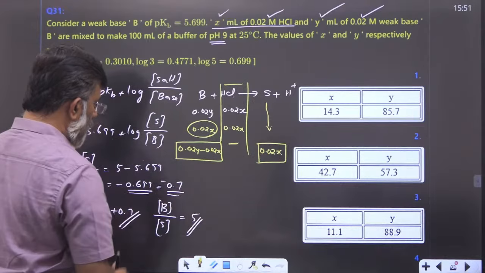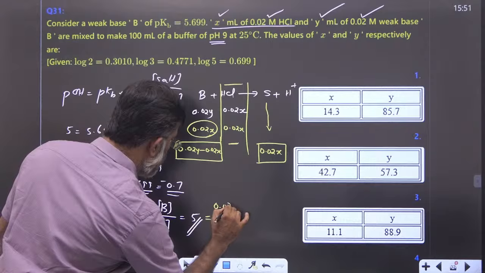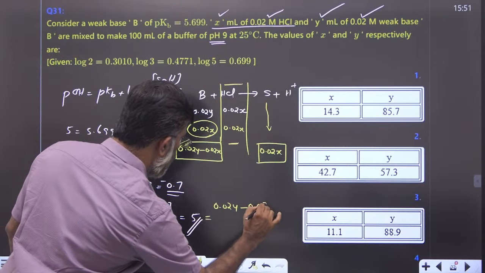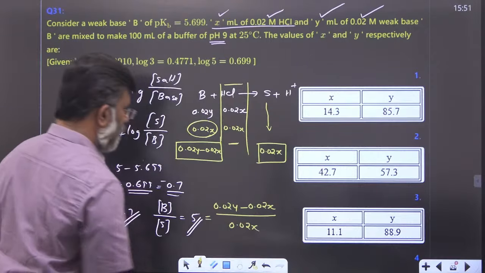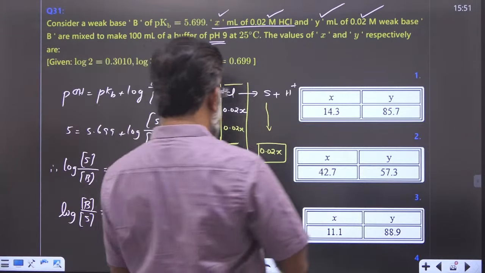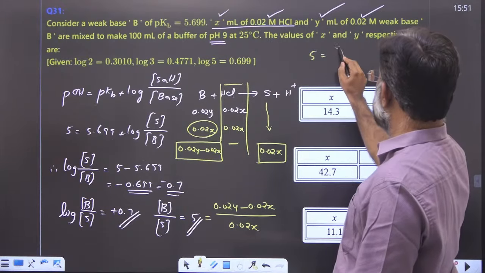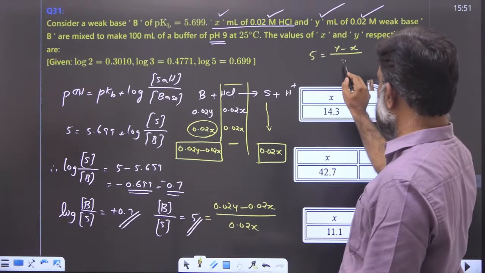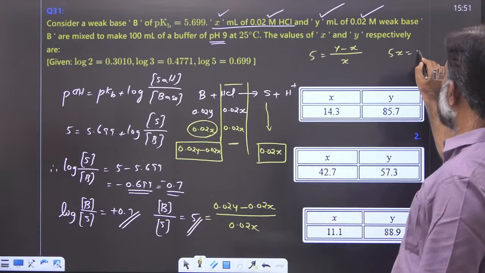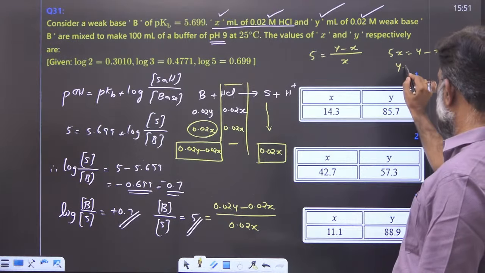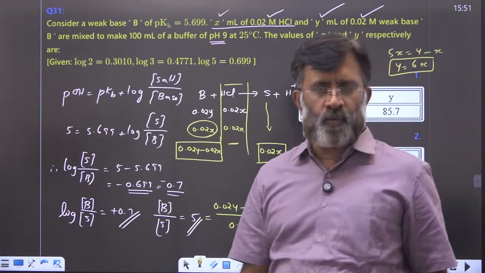This quantity you can equate here. This is equal to base, 0.02y minus 0.02x, divided by 0.02x. So that 0.02 will cancel. You get 5 equal to y minus x by x, or 5x is equal to y minus x, or y equal to 6x.